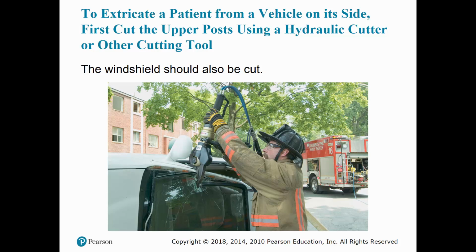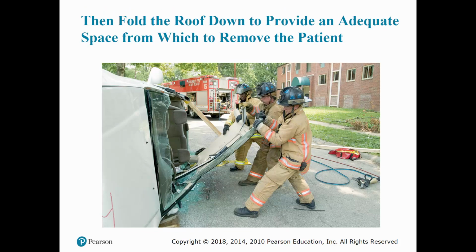To extricate a patient from a vehicle that is still on its side, first thing you want to do after stabilizing the vehicle is cut the upper post using a hydraulic cutter or cutting tool, and the windshield should also be cut during this process. If you have to gain access to the patient, you can do this by removing the rear window. Once that is done, you'll remove the roof down to provide an adequate space for which to remove the patient, and this will then allow you to get in and extricate your patient appropriately.